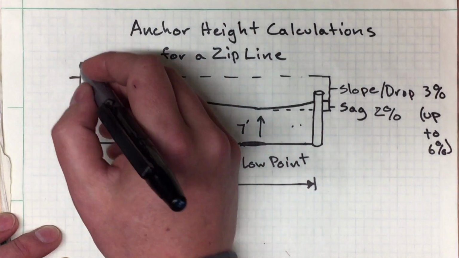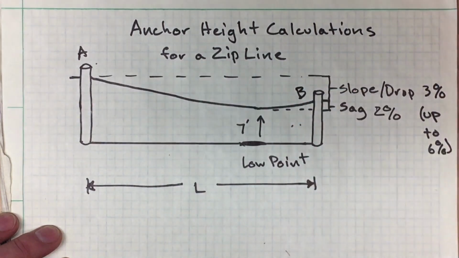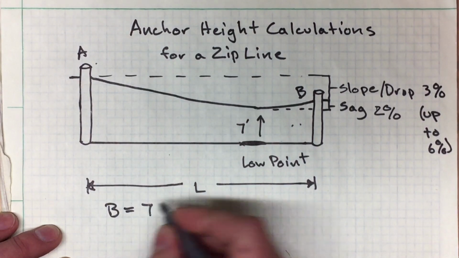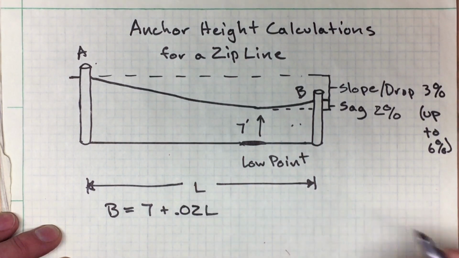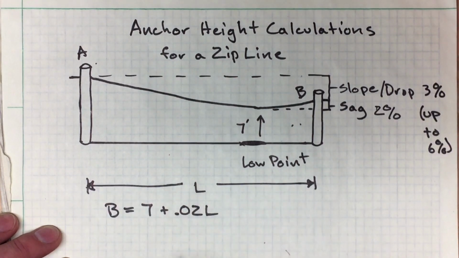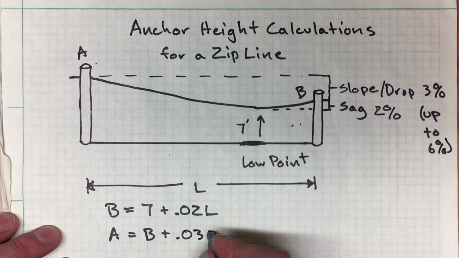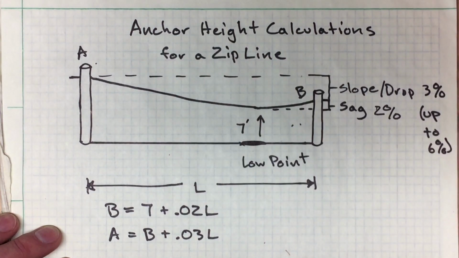So if we call this point A here, and point B, for you math types again, B equals 7 plus 0.02 L. So that's your anchor height. L again is your length. A is just B plus 0.03 L, or you can just start from the bottom and work all the way up, add your total percentage.